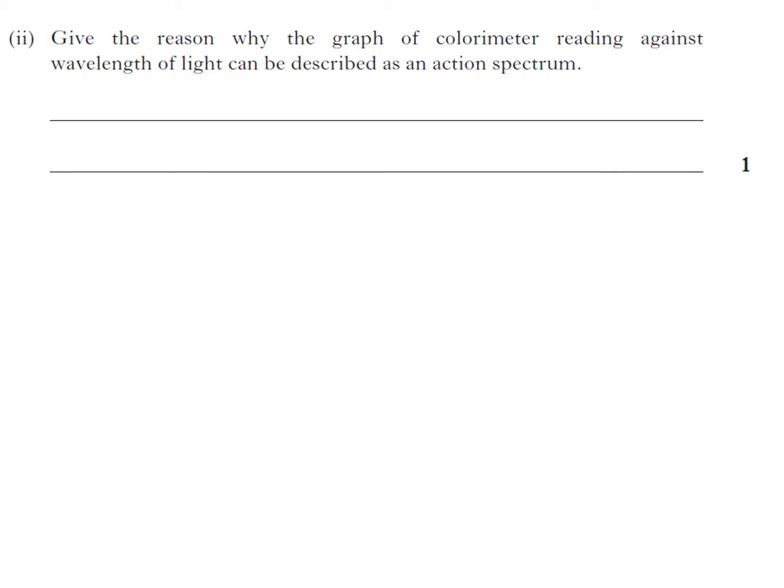Give the reason why the graph of colorimeter readings against wavelength of light can be described as an action spectrum. Now, this is actually a piece of content from the photosynthesis key area, but I've left it in to see if you can see how it links in properly. An action spectrum shows you how much photosynthesis is taking place. So if we have the wavelength of light, and then a number from the bicarbonate indicator colour change, and that is linked to photosynthesis, that is then an action spectrum.